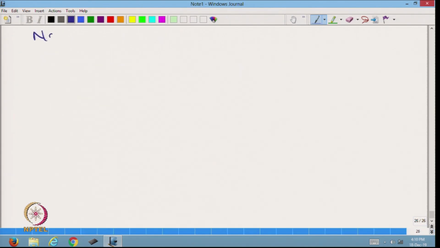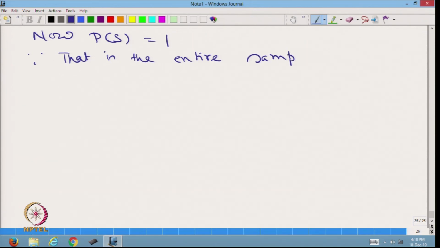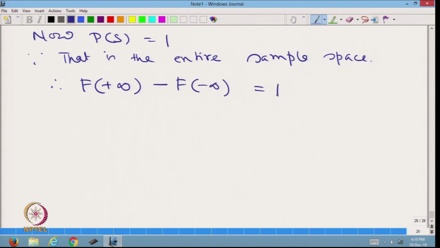Now, p of s is equal to 1, since that is the entire sample space. Therefore, f of plus infinity minus f of minus infinity is equal to 1.